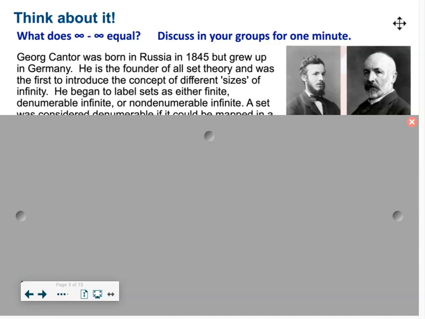So infinity has different sizes. How can something that doesn't even exist have different sizes, right? Okay, so he labeled all sets as either finite. Finite means you can count the elements. This set has 7 elements, right? You can count the elements. There's a starting element, there's an ending element, there's a finite number of elements in between, right? That is a finite set. Or infinite denumerable or infinite non-denumerable. Denumerable, in essence, kind of means countable. So a denumerable set is a set that can be mapped to the set of natural numbers.